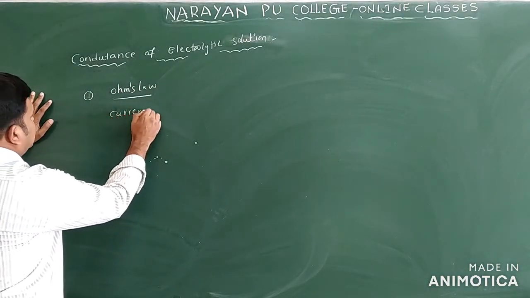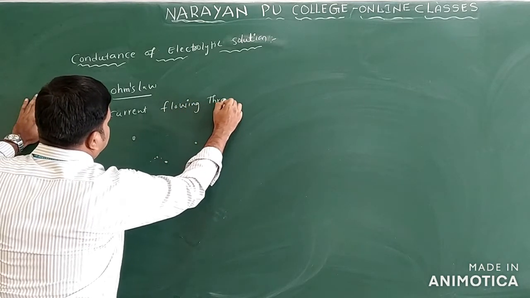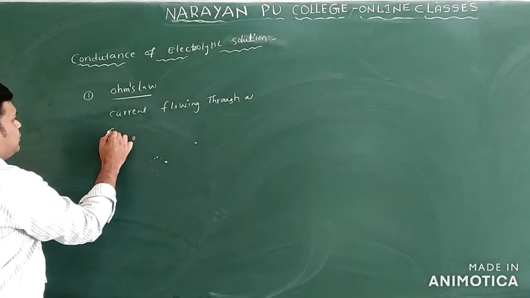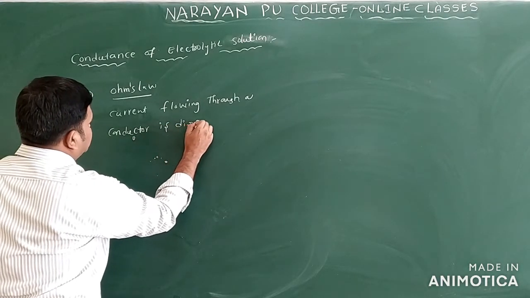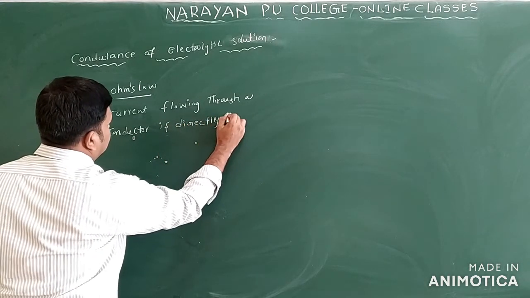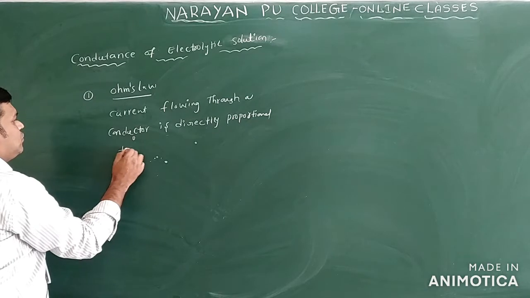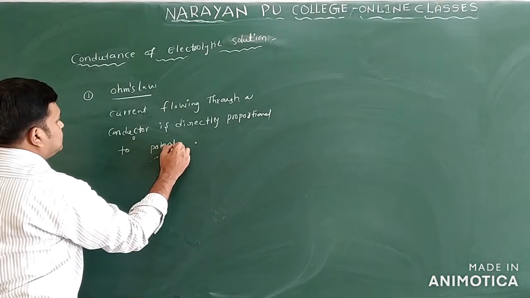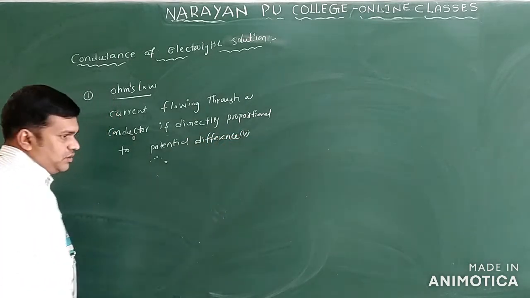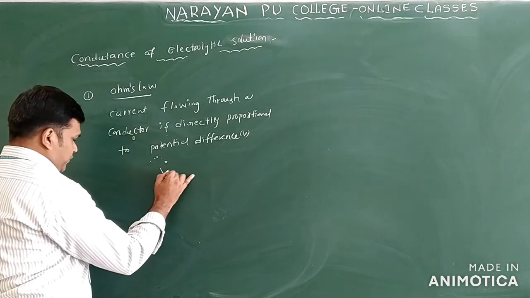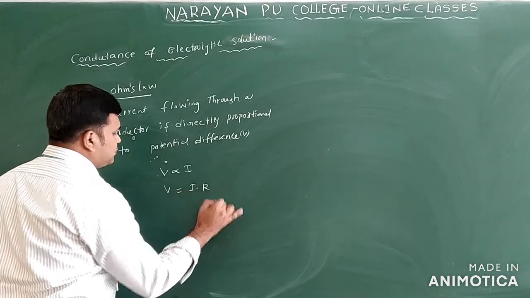Current flowing through a conductor is directly proportional to what? Potential difference. Potential difference we are taking as V. From this I will write V is directly proportional to I. I will write V is equal to I into R.